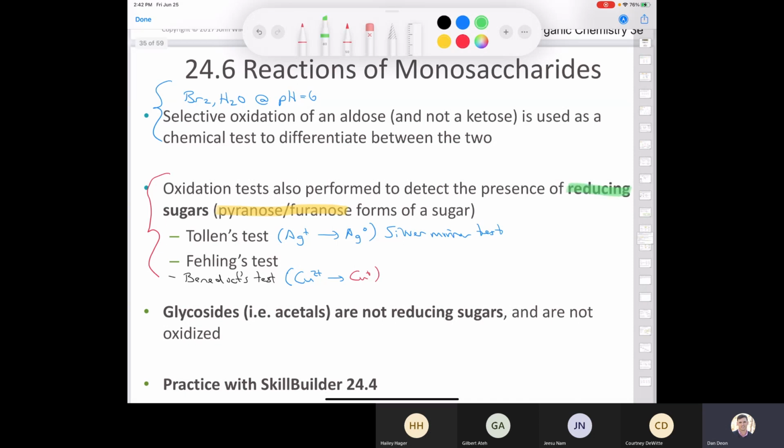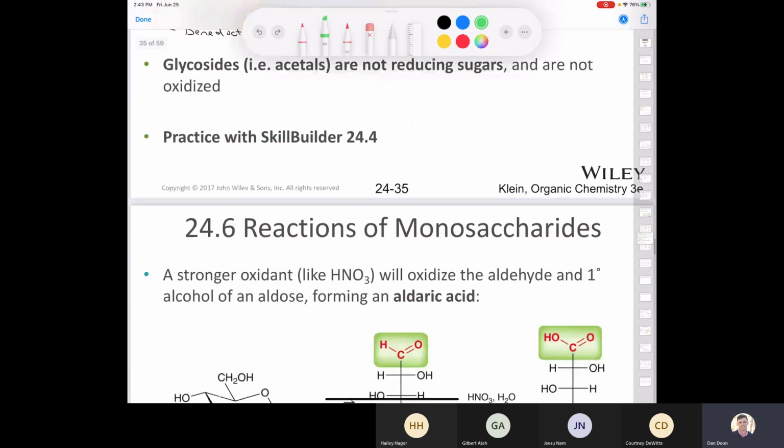Again, and I'm kind of harping on the same point over and over, if the sugar can reduce a metal or a metal ion to a metal or an ion with a lower oxidation state, if it can do the reduction, the sugar is being oxidized at the same time, okay? The sugar is being oxidized, it's causing a reduction, and that's what we call a reducing sugar. Okay, it's not being reduced, it's doing the reduction. All right, there we go. So if we have a glycoside, it is not going to be a reducing sugar.